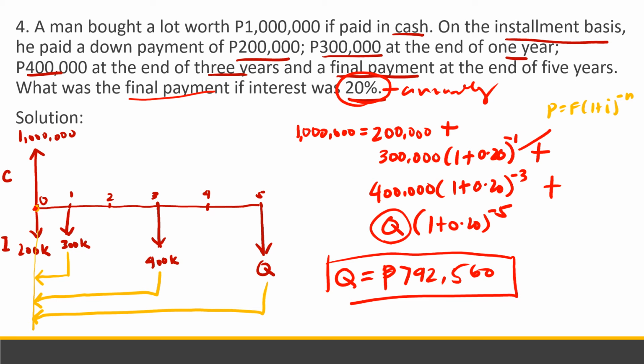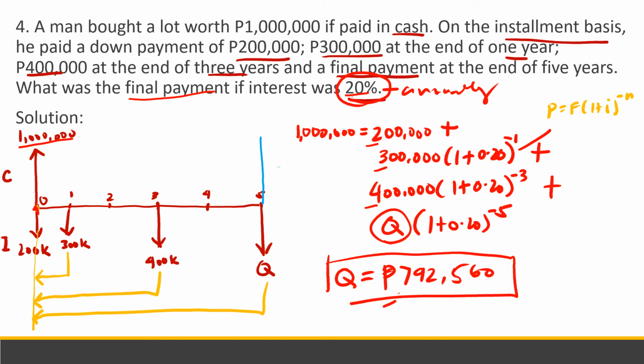So this will be the final payment of the one who bought the lot. If cash, 1 million. But if installment, he paid quite a lot more. That is 200,000, 300,000, 400,000, and almost 800,000. So how much is that? 1.5 million. So he paid 500,000 in interest. That is a sizeable interest because it is 20%. So that is how you use the equation of value. In this certain problem, it is easier to use year 0, but you can also use a different focal point. You can use year 5 or somewhere in between.